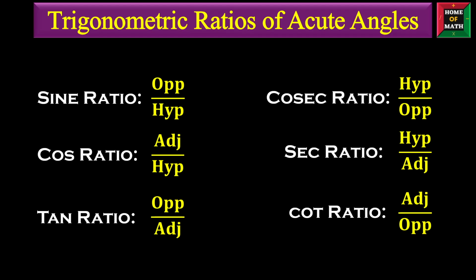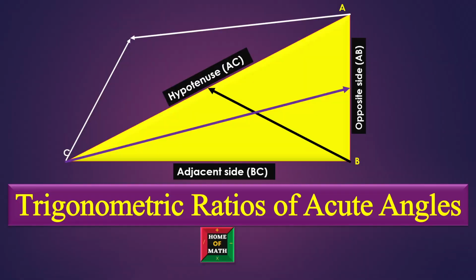So this is the trigonometric ratio of acute angles. Look, in this picture we clearly understand the triangle of acute angles trigonometric ratio.